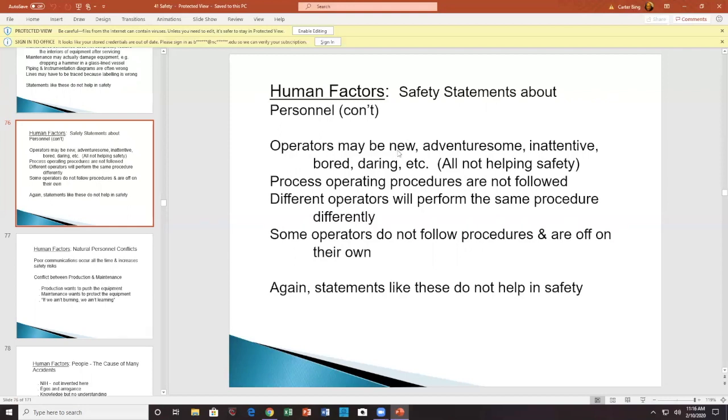New, nothing wrong with new. Adventuresome, there's nothing wrong with being adventuresome. Daring, well, these are nice qualities, but not in the safety arena. Process operating procedures are not followed. Statements like these do not help in safety.